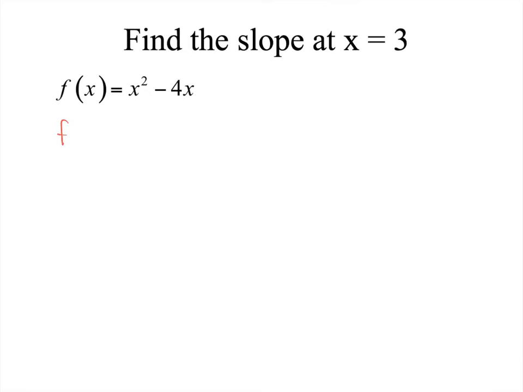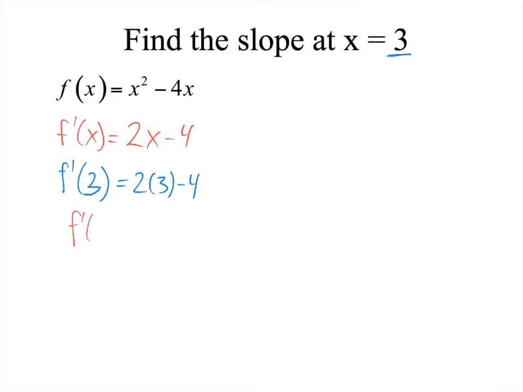So f prime x is equal to 2x minus 4. Apply the power rule. And then don't we want f prime at 2? Oh, no, at 3. Let's make that a 3, because 3 is what we're trying to find. So that means 2 times 3 minus 4.